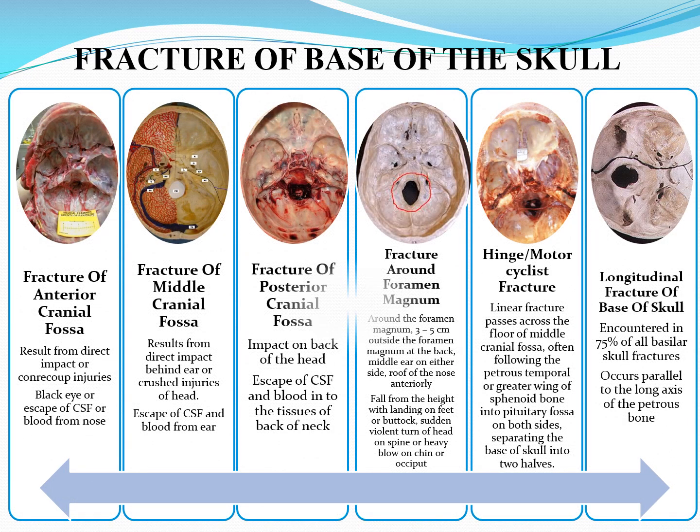Fractures of the base of the skull are divided into 6 different types, and 3 of them belong to the cranial fossae, that is the fracture of the anterior cranial fossa, middle cranial fossa, and posterior cranial fossa. Then the fracture around the foramen magnum, which is also known as ring fracture, then the hinge or motorcyclist fracture, and finally the longitudinal fracture of the base of the skull.